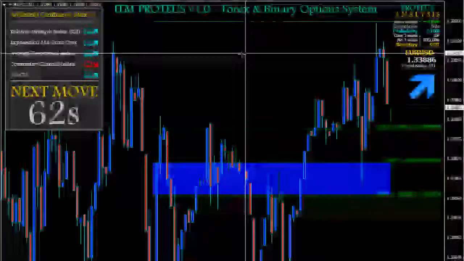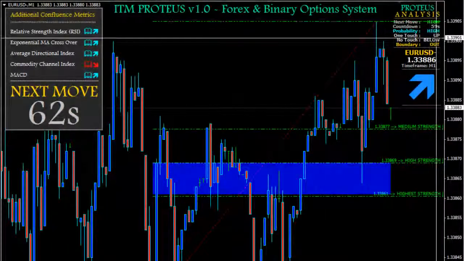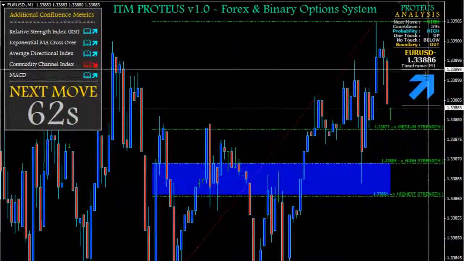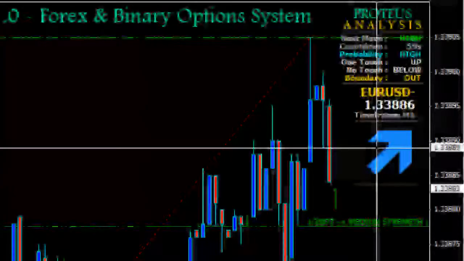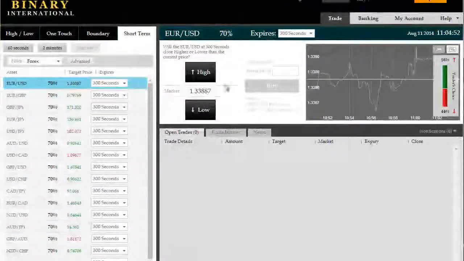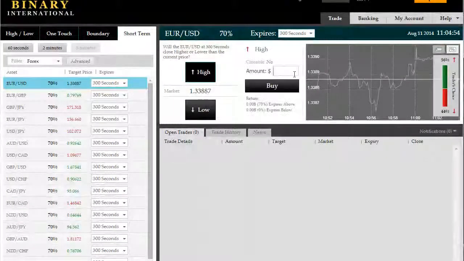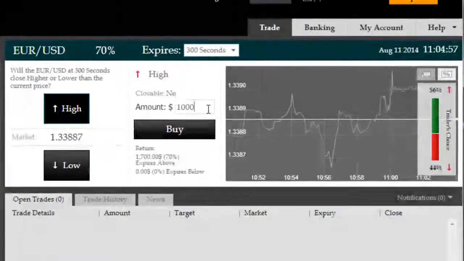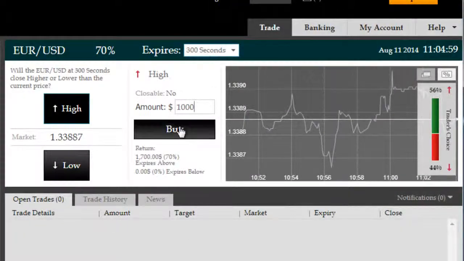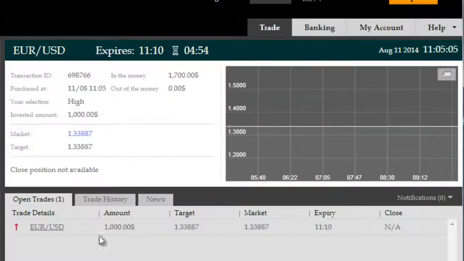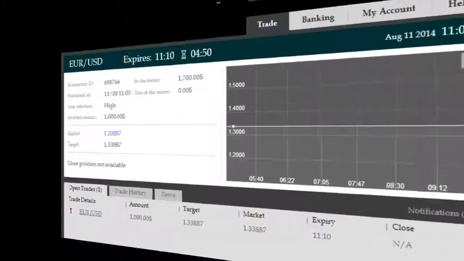All right, we're back here just a few minutes later at 11:04. We're looking at Proteus suggesting a high move with a high probability coming up next, with just under a minute remaining. So we are going to shoot for a 5-minute Euro USD to the long side in the form of a high trade with a $1,000 investment. And we've just passed 11:05. 5 to 10 seconds either way is comfortable, so you can execute trades in that duration.